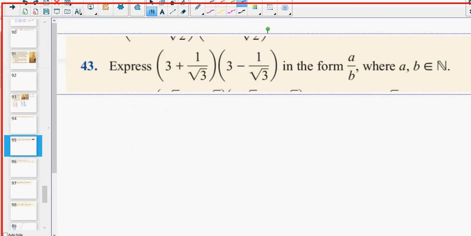Express 3 plus 1 over root 3 and 3 minus 1 over root 3 in the form a over b, where a and b are elements of N. Okay, tough question. So here's what we're going to do.